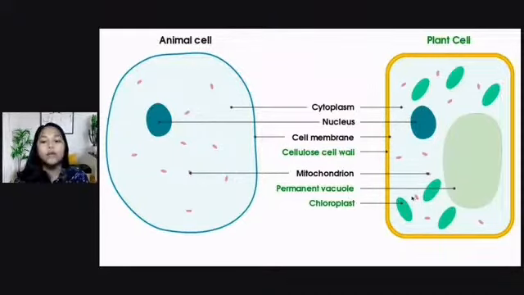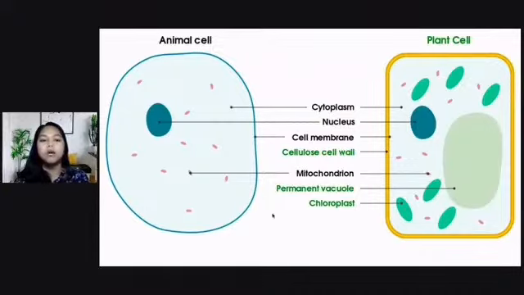Chloroplast, that is where photosynthesis happens in your plant cell. And permanent vacuole, or sometimes we call this central vacuole. The vacuole of your plant cell is bigger than in an animal cell. Animal cells would sometimes also have vacuoles, but smaller, because the function of the central vacuole in your plant cell is to store water. So it's bigger. Cellulose cell wall, central vacuole, chloroplast: these are the structures found in plant cells but not in animal cells.